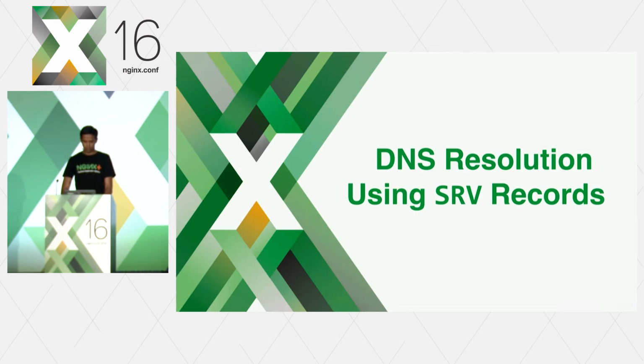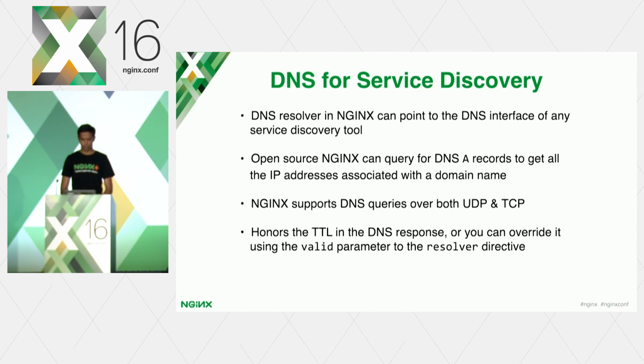So another method here, other than using the API, is to use DNS resolution using SRV records. So let's first see what it means to use DNS for service discovery with Consul, or applies to any service discovery tool in general. The DNS resolver library in NGINX can point to the DNS interface and query for all the A records or the SRV records.